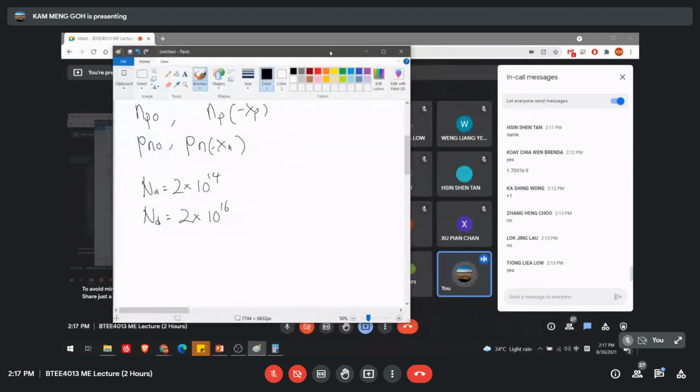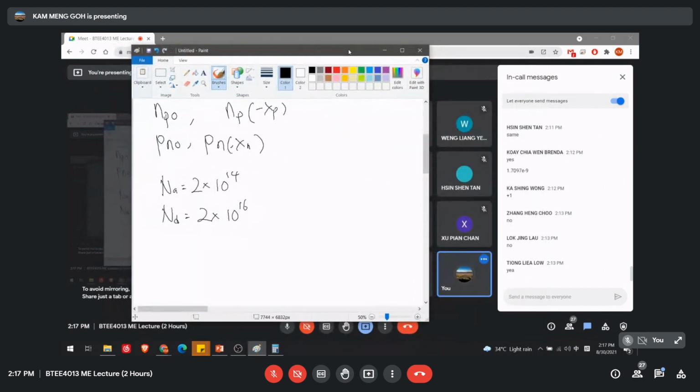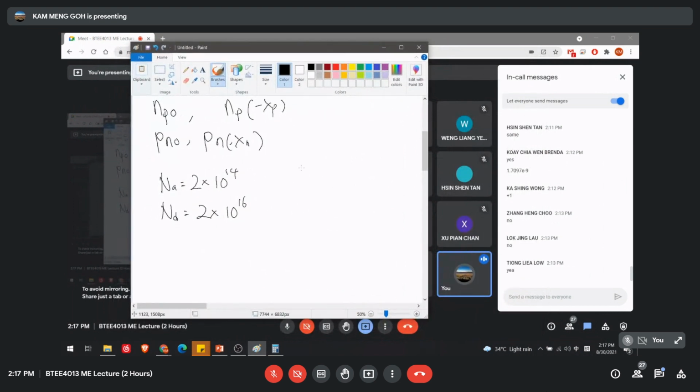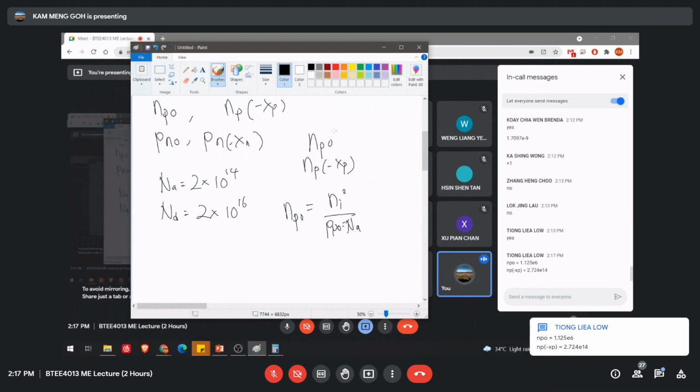Okay, so let's resume back to our last part. So, Low Tune, since you say you have done it, can you tell me what are the NPO and also the NPSP? Okay, we know the NPO. This one is the minority in the P region. We use the Ni square divided by the majority in the P region, so we divide by the PPO, which really equals the Na. So Low Tune, what's the answer for the NPO?